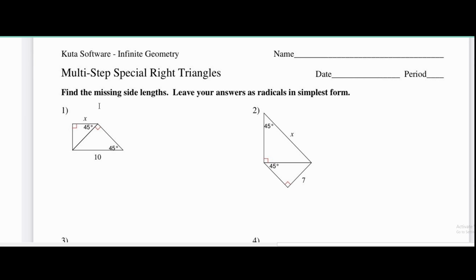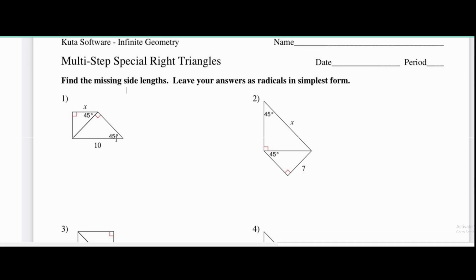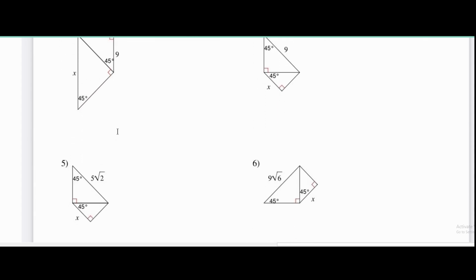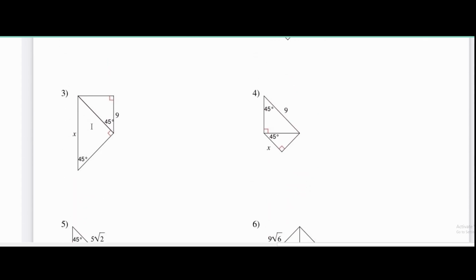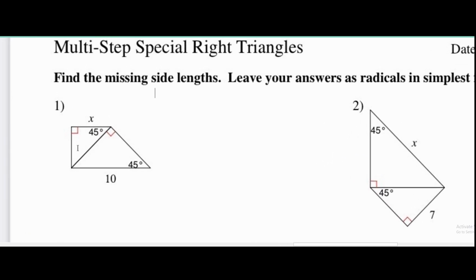In this video, we are solving multi-step special right triangles. We need to find the missing side lengths and leave our answers as radicals in simplest form. So we're going to do problems 1 through 8, and we'll start with 1.